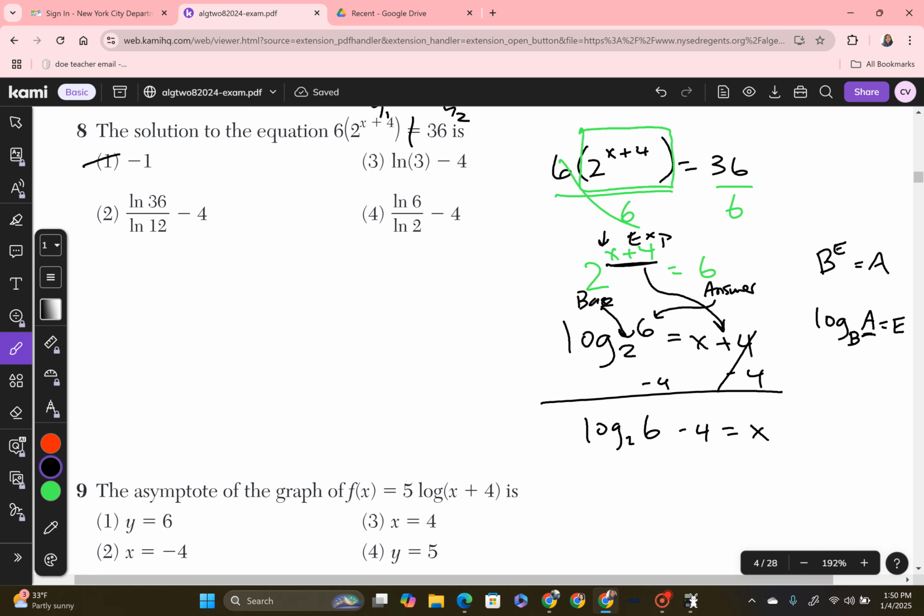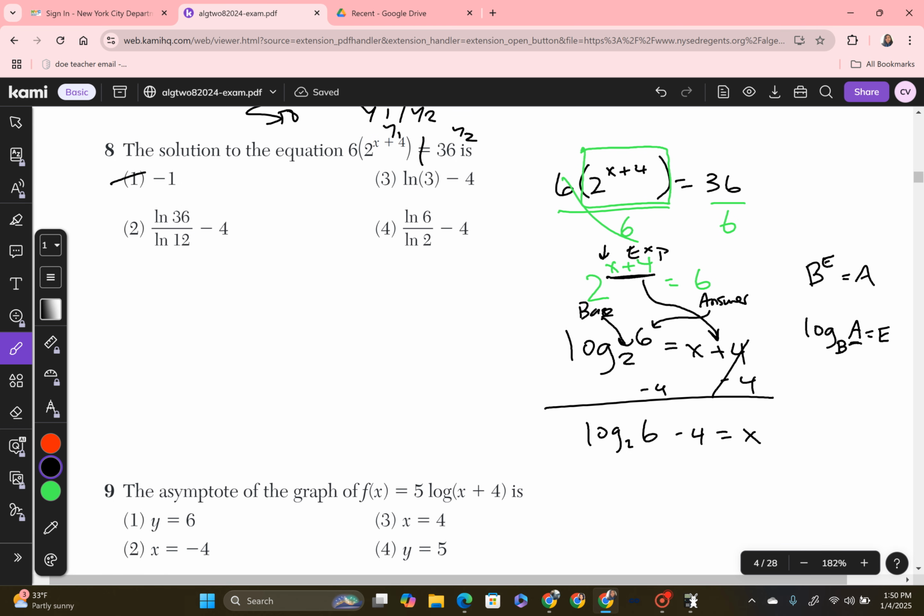All right, so what you're looking for is, we don't have any logs, but we could use ln and log. The concept is the same. You see how log 6 is on the top, so ln of 6 is going to be on the top, and then the log 2 is on the bottom, so ln of 2 is going to be on the bottom, and this is going to be minus 4 equals x.